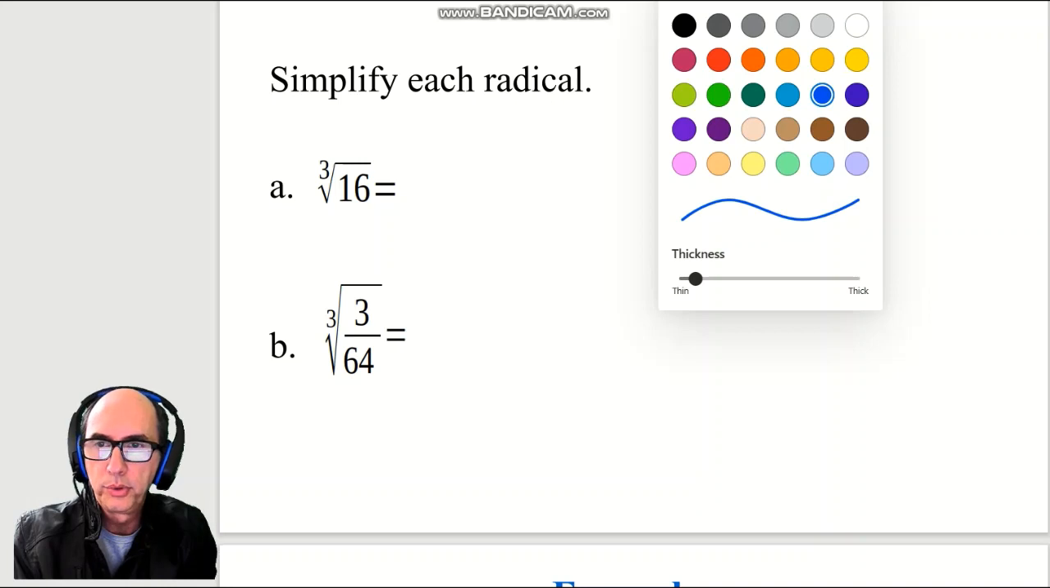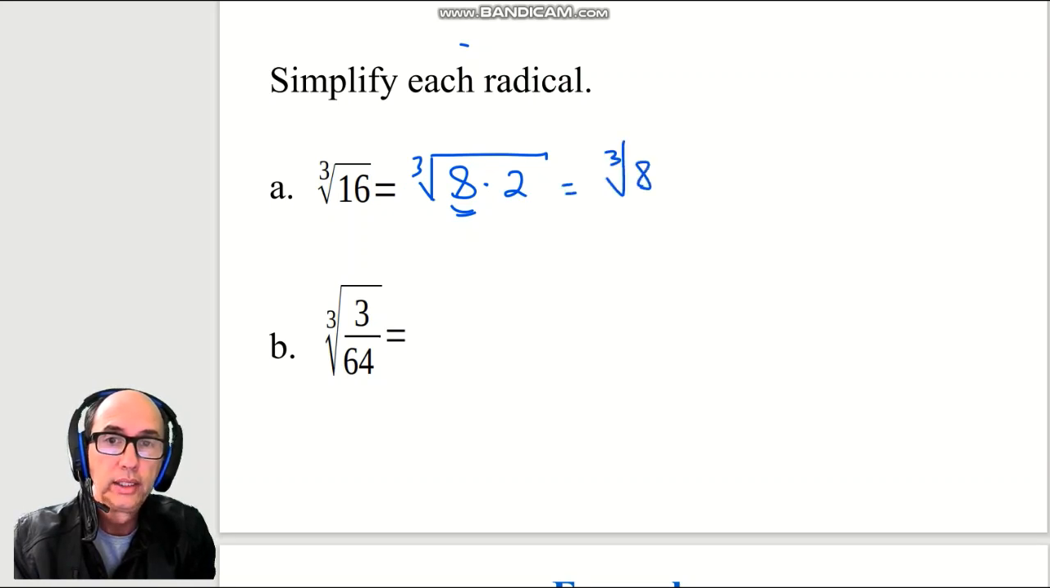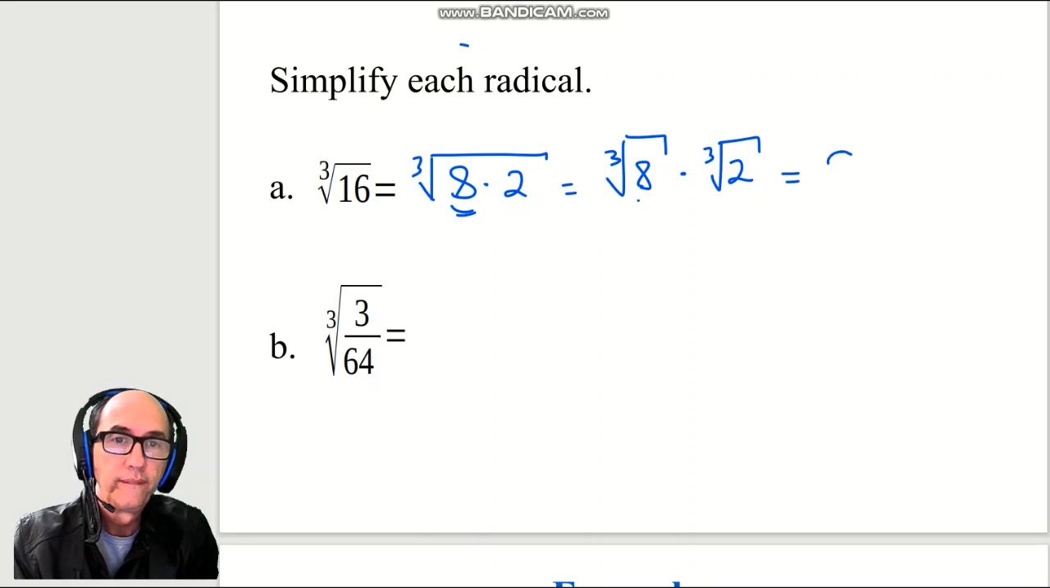Try the cube root of 16. 16 is not a perfect cube, it is a perfect square, but we can break it down as the multiplication of a perfect cube times another number. Look, 8 times 2. 8 is a perfect cube. Cube root of 8 times cube root of 2. And 8 is 2 times 2 times 2. So 2 times cube root of 2.